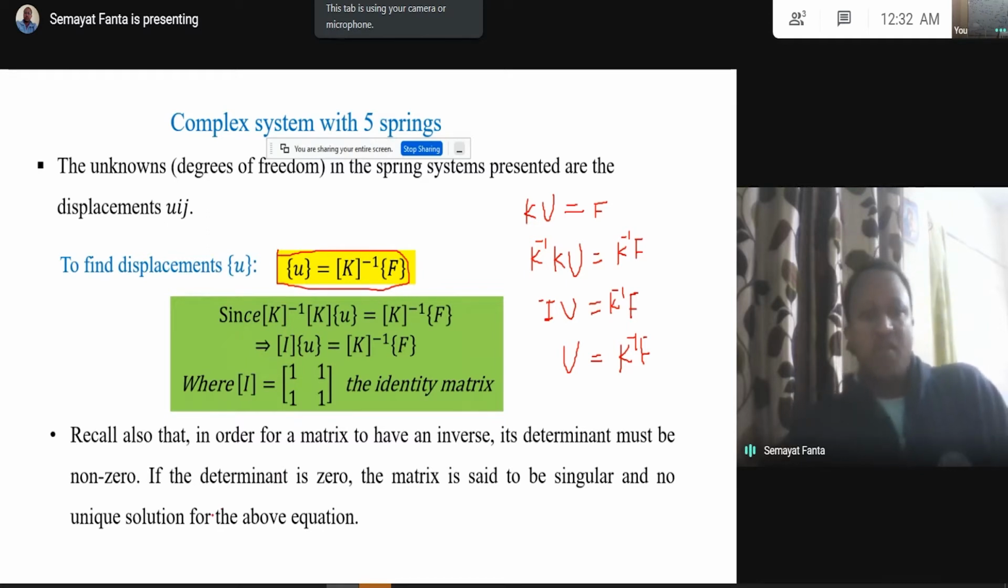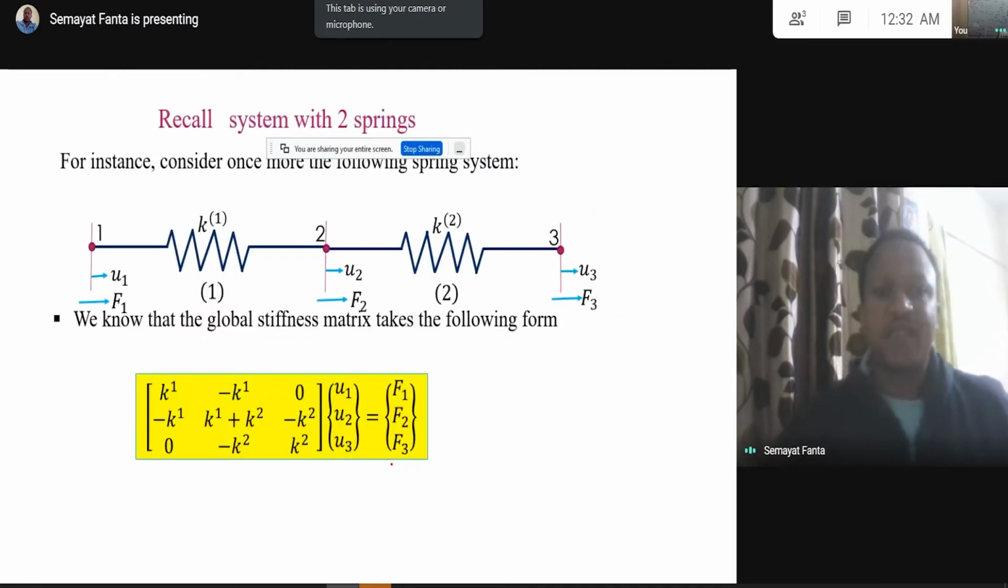Recall also that in order for a matrix to have an inverse, its determinant must be non-zero. If the determinant of the matrix is zero, that implies it is singular, so we cannot get a unique solution. For that reason, the matrix must be invertible.